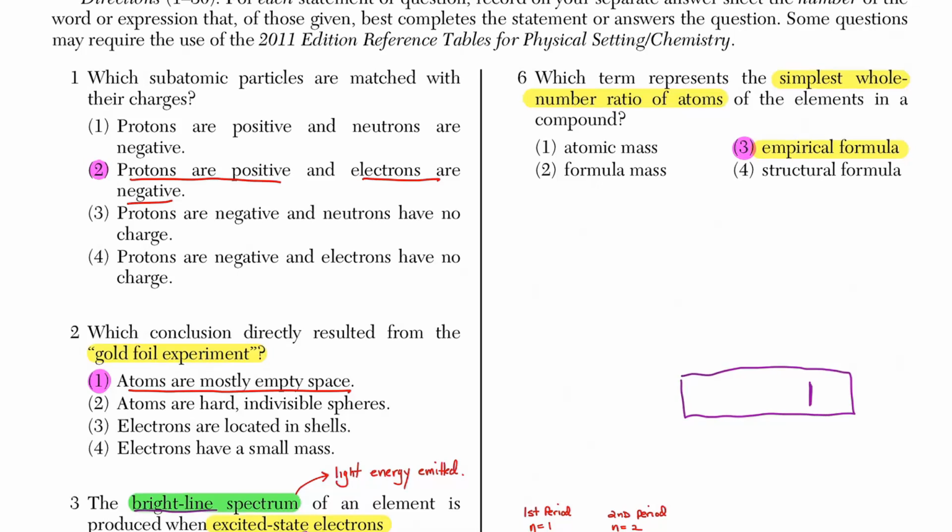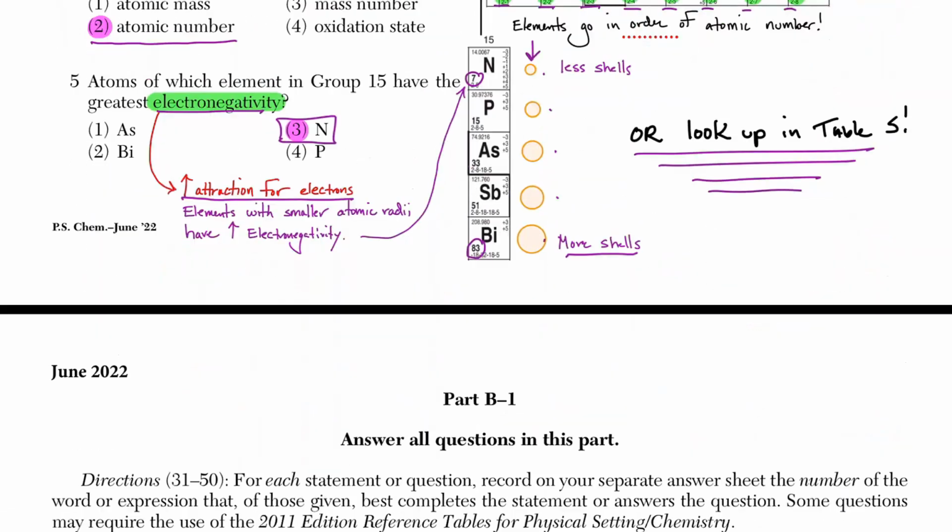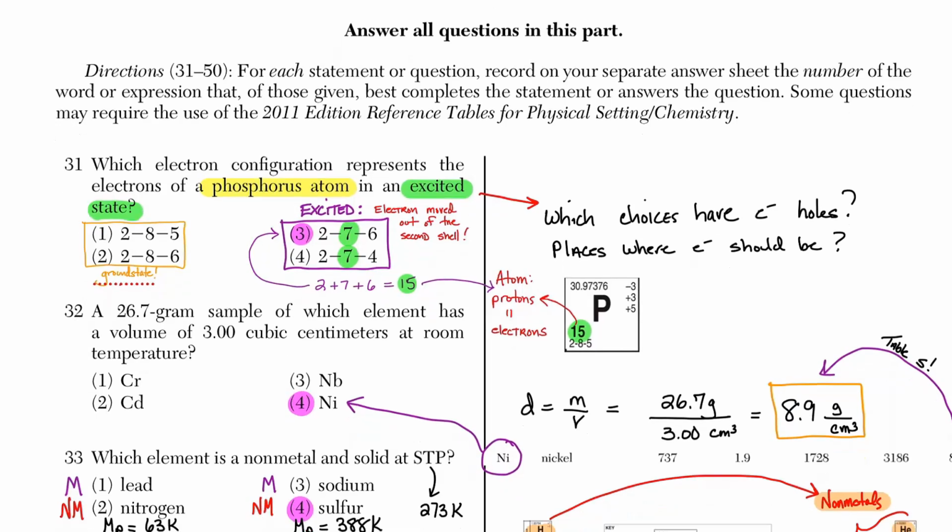And one more here, number 6. Simplest whole number ratio. Well, we've seen this before. That's called an empirical formula. And in the other questions that we've done, if you stayed with me through this, hopefully, the empirical formula was the lowest ratio. You needed to know what this was. So they just kind of flipped the question and said, which one is the simplest whole number ratio? All right. Now let's go on to the 31 through 35-ish.